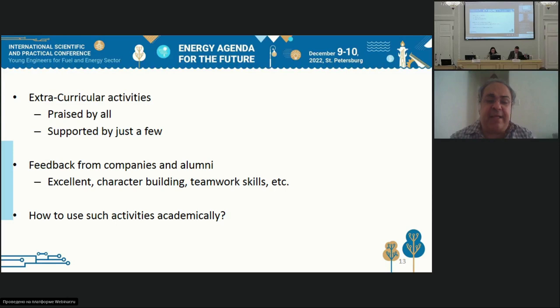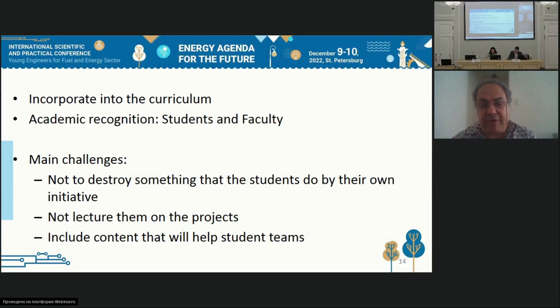So this is the feedback that we got from companies and alumni. So we would like to have these activities included in the academic curriculum. So how do we do that? We want to give academic recognition to the students and faculty that are involved, but at the same time, we do not want to destroy something that the students do by their own initiative. Sometimes the interference of the institution ends up destroying the initiative of the students. We do not want to lecture the students on the projects. The projects belong to the students and not to the faculty or the instructor. And we want to include some content to help the students and their teams.